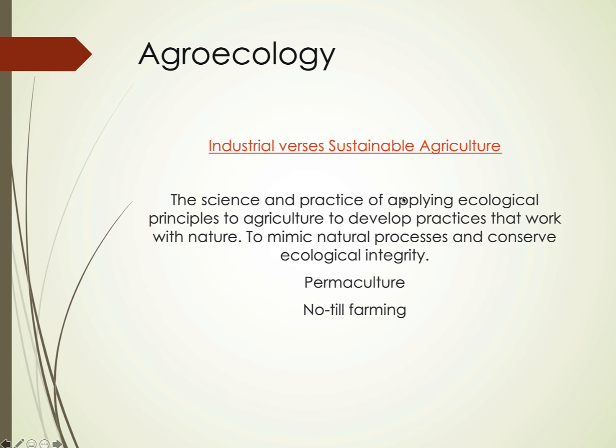The science and practice of applying ecological principles to agriculture, developing practices that work with nature to mimic natural processes and preserve ecological integrity. So some of the things that they talked about in the book were permaculture and no-till farming. And again, industrial farming just kind of tried to bend the earth, the farms, to our will, but now we're realizing that it's such a good thing.